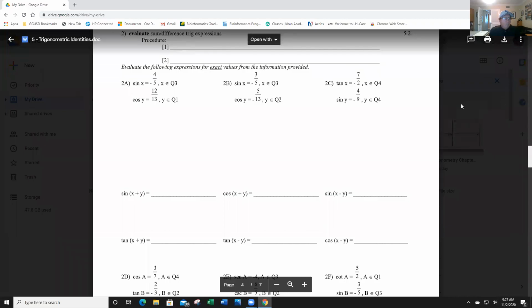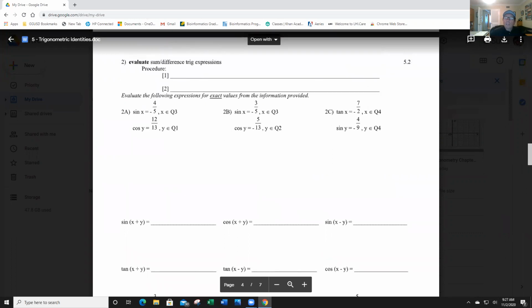Okay, we're in Trigonometry, section 5.2, page 2. We're talking sum and difference identities. I got a few directions here on how to get started on how to do this.